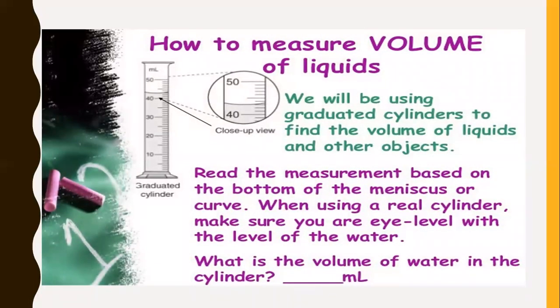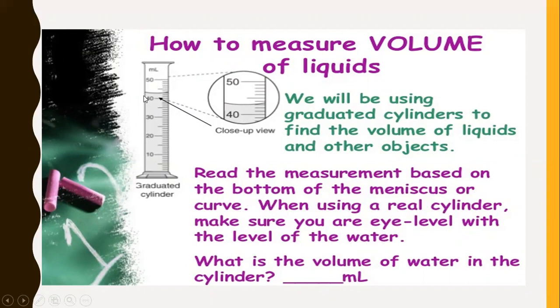Then how to measure the volume of liquid? Okay, we will be using a graduated cylinder to find the volume of liquid and other objects. Okay, what you have to do, read the measurement based on the bottom of the meniscus or curve. Okay, when using a cylinder, make sure you are eye level with the level of the water. Means you have to be eye level with this curved surface of the water.